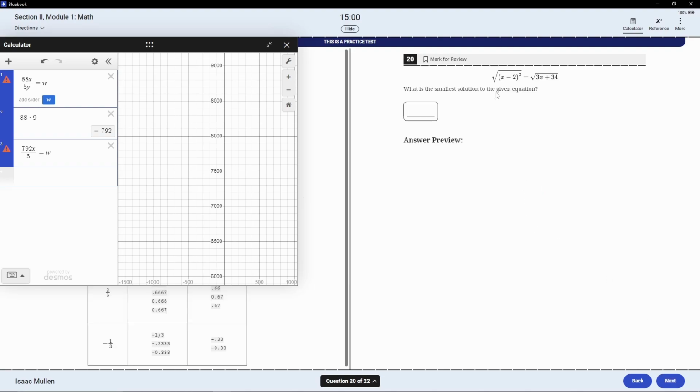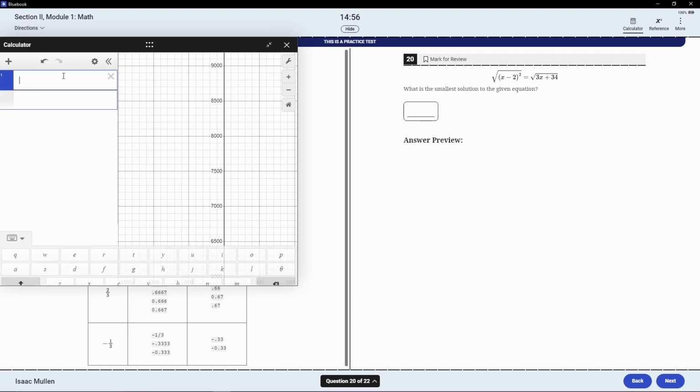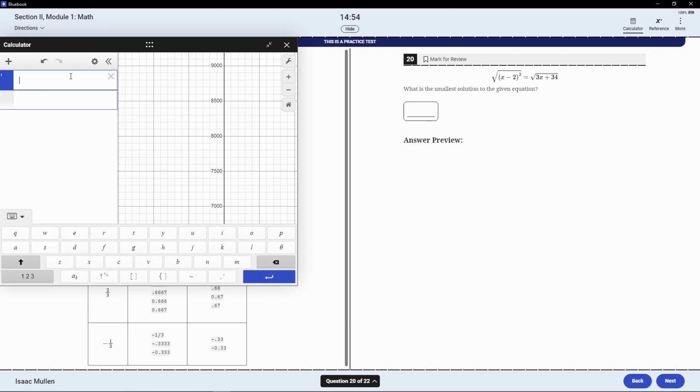What is the smallest solution to the given equation? Sometimes you don't want to use Desmos all the time. If you only have one equation, not a system of equations with multiple x's and y's, you can't use Desmos. But in this situation, Desmos is fantastic.